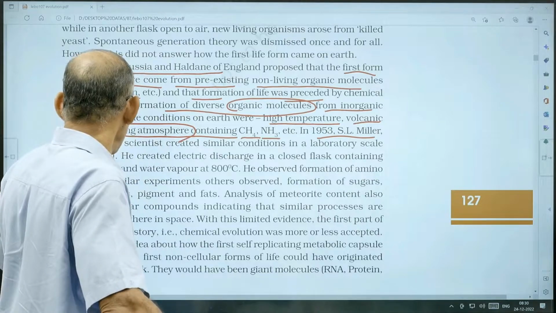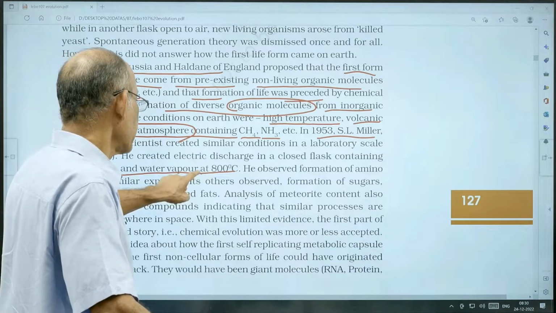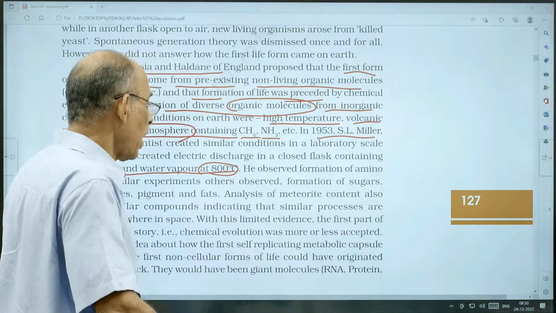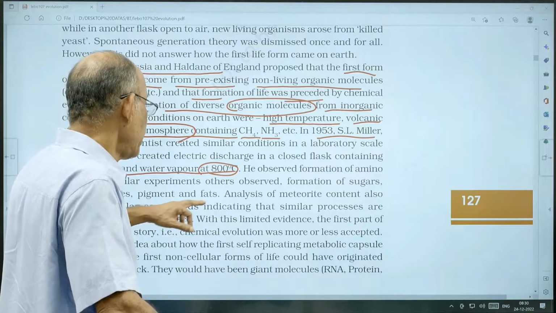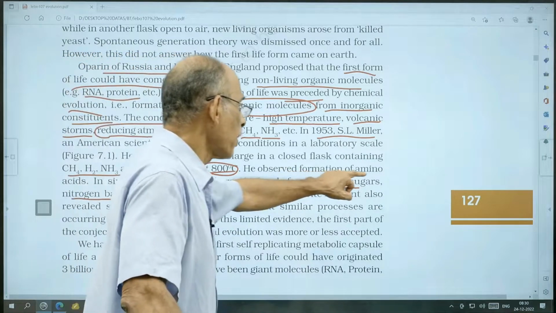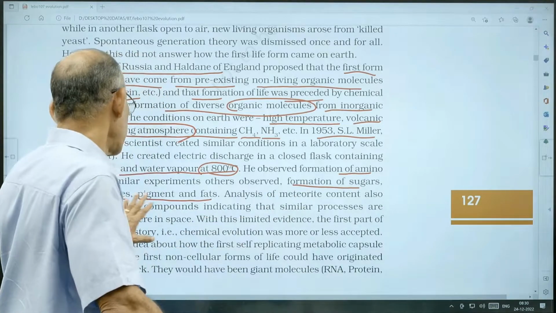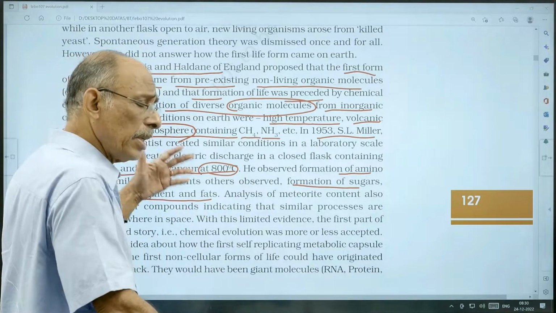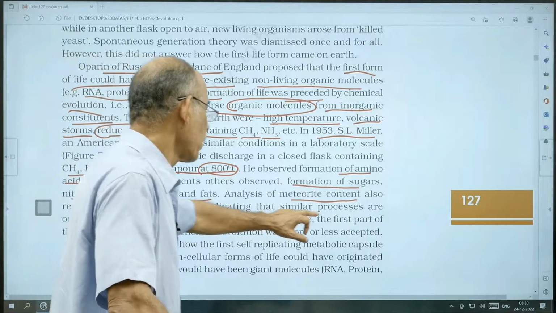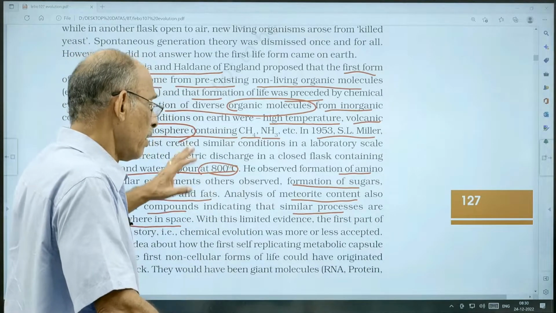He simulated the conditions of the primitive Earth in a flask, with vapor at 800 degrees Celsius, methane, hydrogen, ammonia, and water vapor. After a few days of experiments, he observed the formation of sugars, nitrogen bases, pigments, and fats, and Miller obtained amino acids. Similar experiments carried out by other scientists gave the same results. Some scientists also analyzed meteorites, which contained similar compounds, indicating similar processes taking place in outer space. With this, the chemical evolution of life was accepted by all.